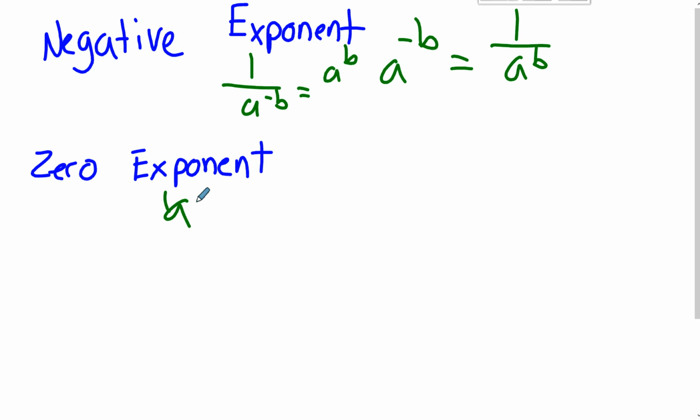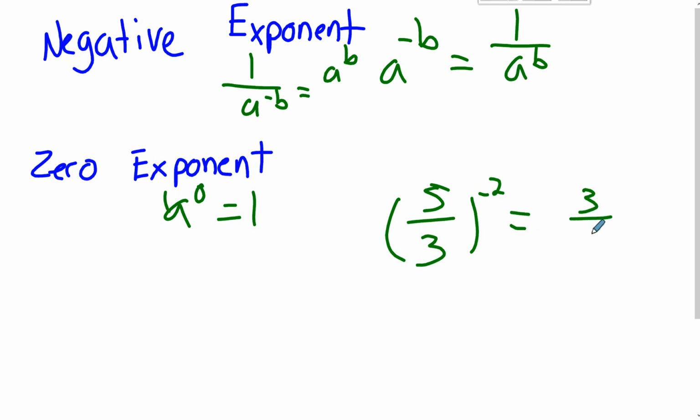Zero: anything raised to 0, a to the 0 equals 1. Anything raised to 0 equals 1. Quickly, if you have a negative exponent, so say 5/3 raised to the negative 2, then I can just flip that fraction. And now it's a positive exponent of 2. So I can do that. That's what the negative exponent allows me to do.